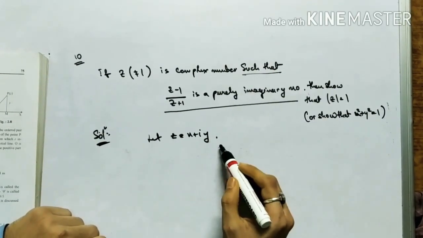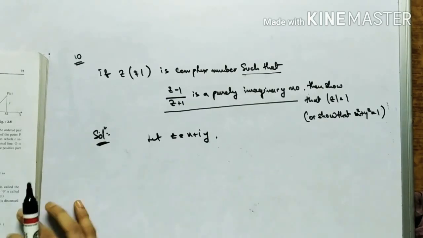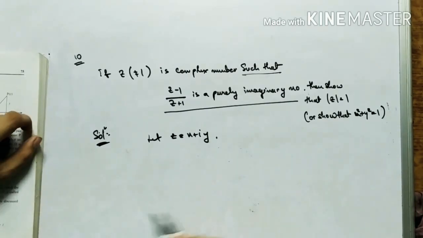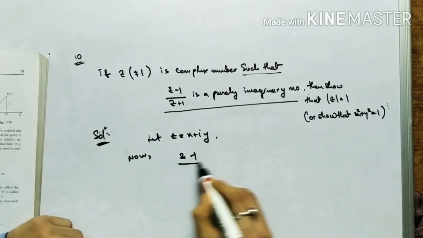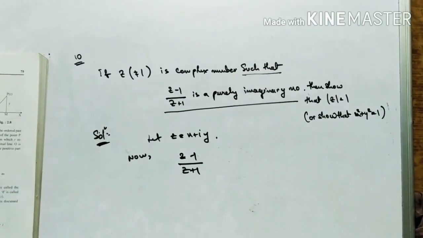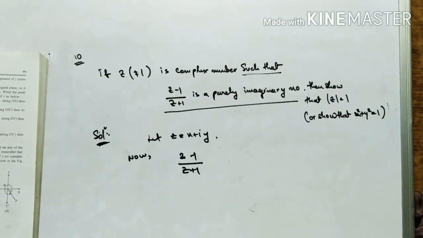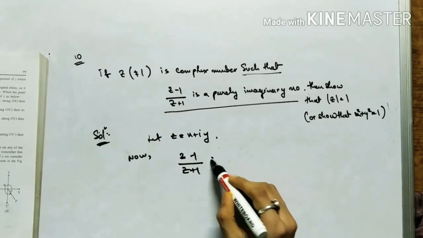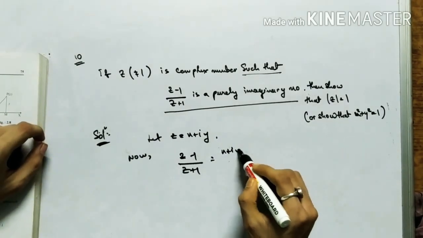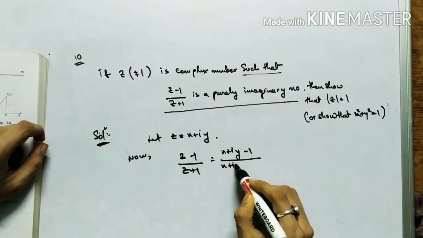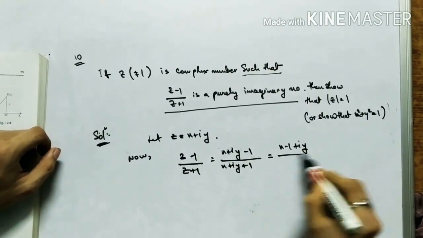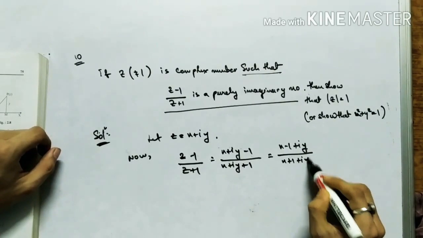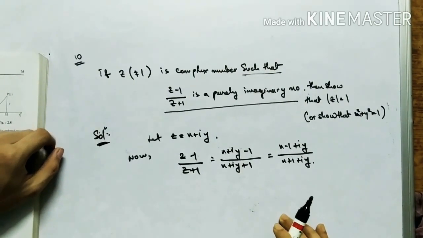So now this is (z minus 1)/(z plus 1). It is already given that it is a purely imaginary number. Putting the z value, I will get (x plus iy minus 1)/(x plus iy plus 1), so this is (x minus 1 plus iy)/(x plus 1 plus iy).